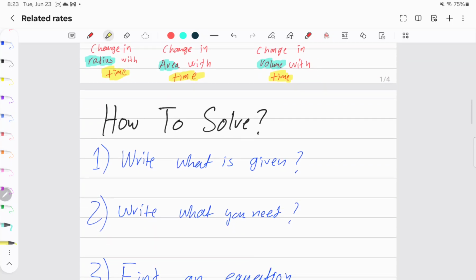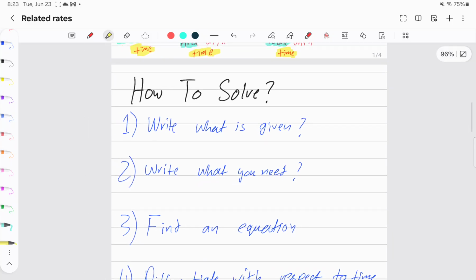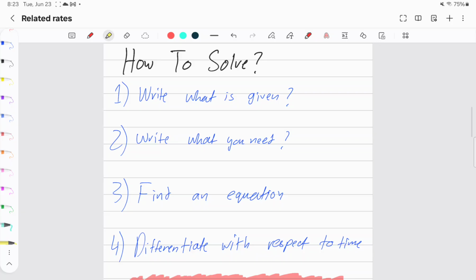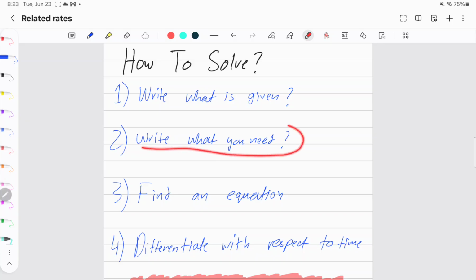Now, the real question comes, how do we solve these huge word problems? Because at first glance, you look at it and you're like, wait, am I doing something else? But in reality, you are just doing what you have learned before and applying it in a real life scenario using some visualizations. First, you ask yourself, what is given? What does the question share with me? What data do I have? And after that, you write what you need. Maybe you need to find the change in area, the change in radius, or the change in volume, or whatever it's going to tell you. So you always write down what you need.